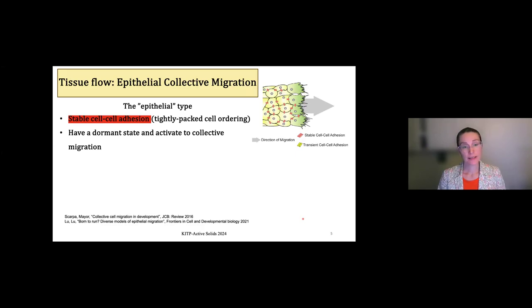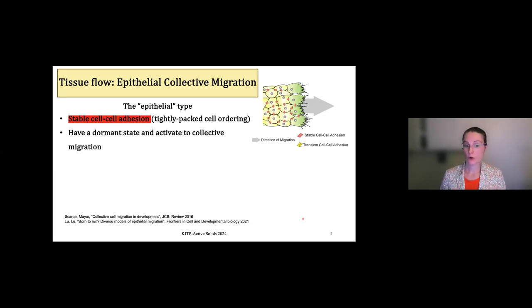And it occurs in epithelial type of tissues. So what does that mean? Those are tissues that have strong cell-cell adhesion. So the cells have stable neighbors most of the time, they're tightly packed, and that is reflected in the kind of cellular ordering within the epithelial cell, okay?